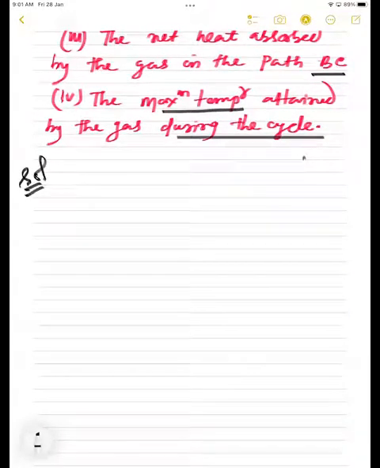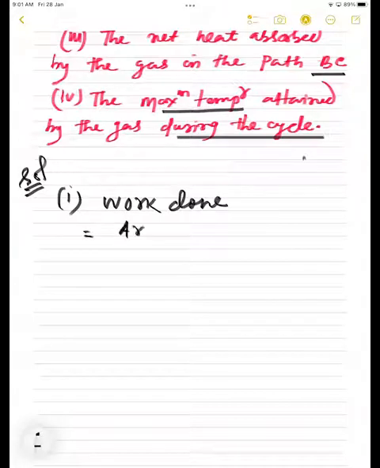Students, you know, work done means the area enclosed, right? The first part is asked about work done, correct? And work done means how much? Area of closed curve, correct? That is the area of closed curve.